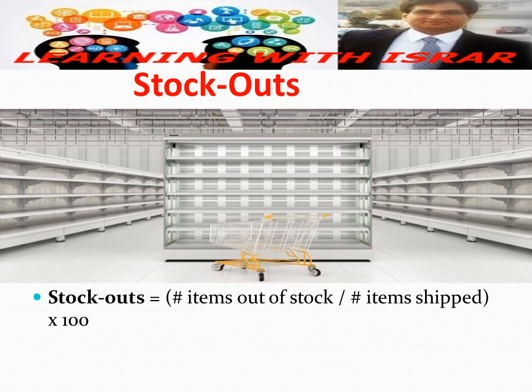Stockout cost. Stockout, also known as out of stock item, is the percentage of items not available in inventory when the customer places an order. This metric shows a company's ability to meet customers' demand. Companies hope to keep this percentage low. Use this formula to calculate stockout rates. It is the number of items out of stock divided by the number of items shipped, multiplied by 100. So this will tell us the stockout ratio or stockout percentage of the inventory.